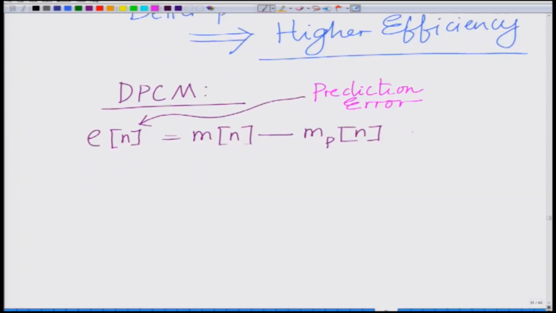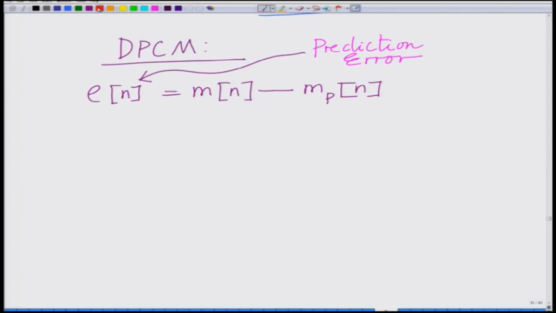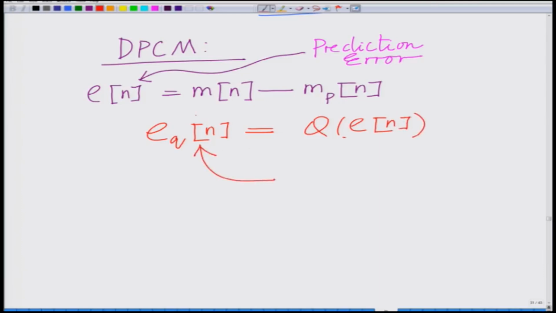Now this prediction error is quantized. So we quantize this prediction error to get the quantized error, Q of E of n. This is your quantized prediction error. Now, the better the prediction, the lower the prediction error, the better the quantization. If the prediction error is lower, which means if its dynamic range is lower, then the quantization can be made more efficient. For the same number of bits, if the dynamic range is lower, then the quantization error is lower, correct.